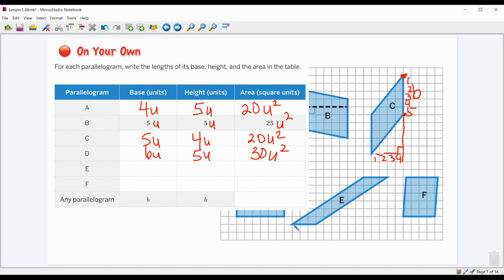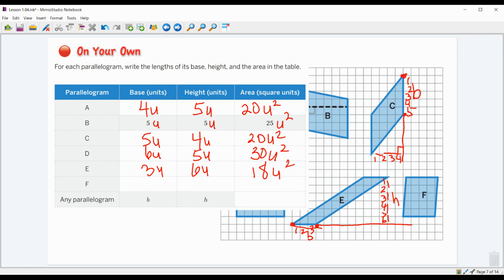And now for E, from here to here is the base. And I count 1, 2, 3 squares. So for E, it's 3 units. And now I can drop down here. Whoops, let me just do a dash line. I'm going to extend the base and dash my height. There it is. Count 1, 2, 3, 4, 5, 6. 6 units, and I get 18 units squared.